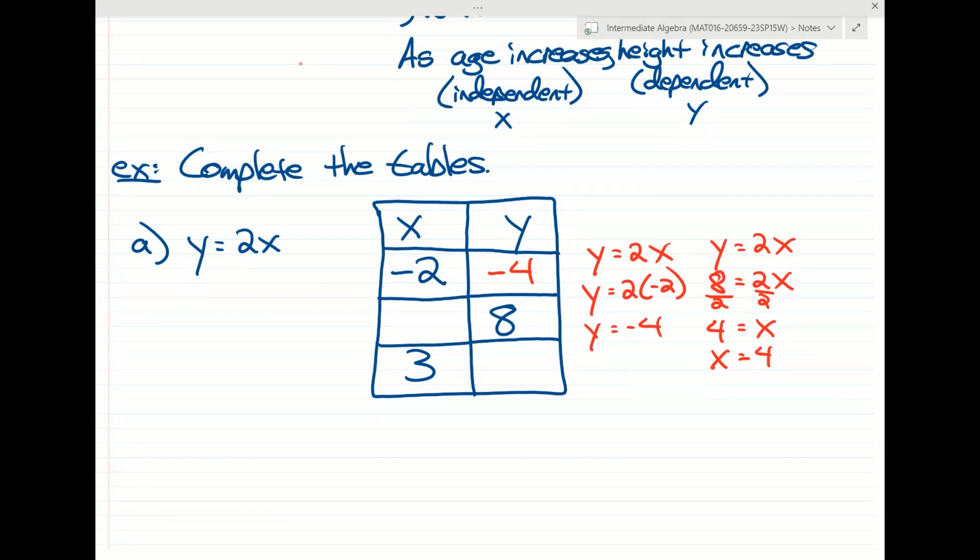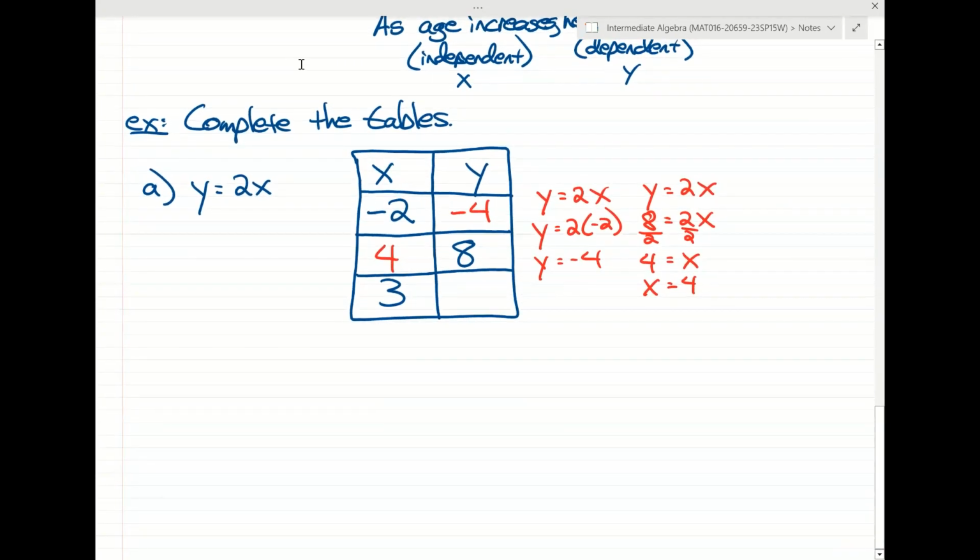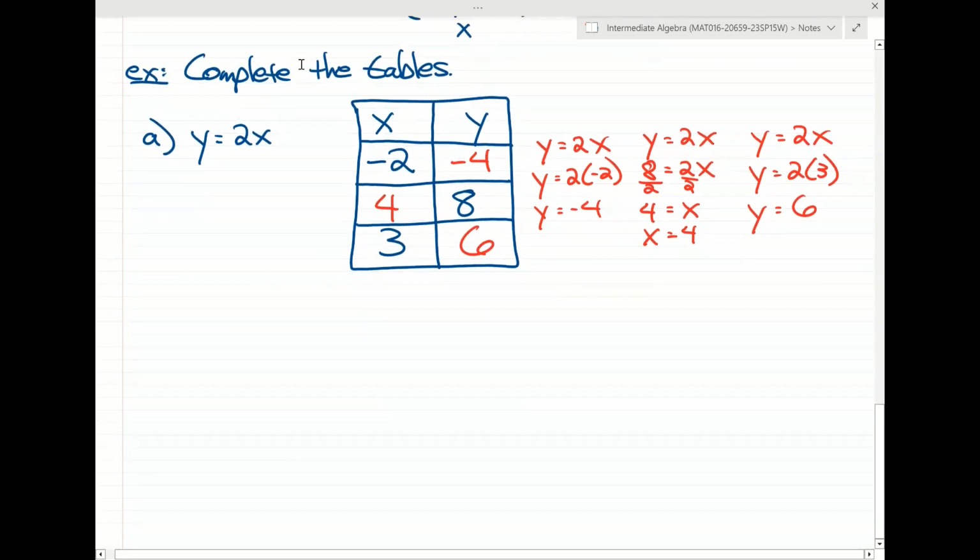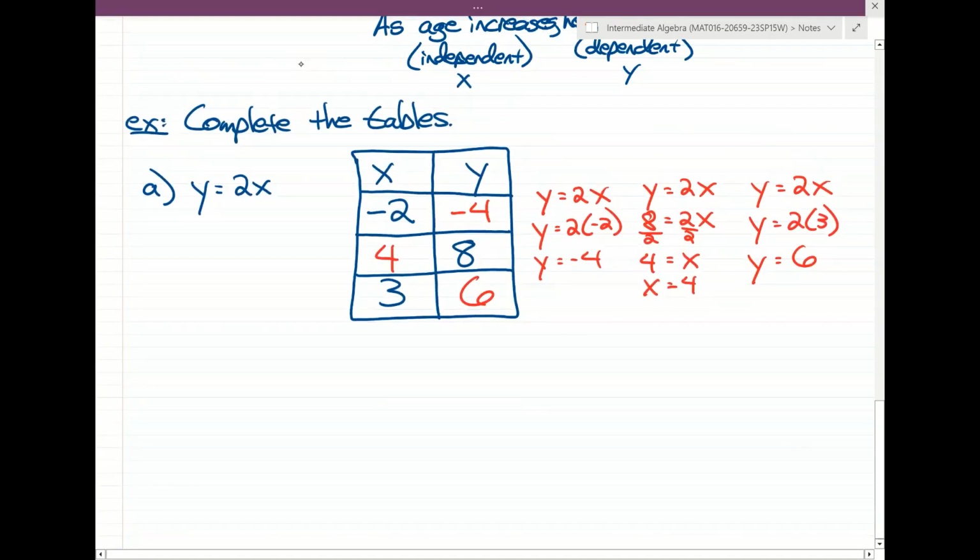It's called the symmetric property in math that you could say 4 equals x or x equals 4. It doesn't matter. But we could just plug 4 right here. Then we're going to do the same thing for this third column. Again, if y is 2x and x is 3, 2 times 3 is 6. Okay, so that's our first example.